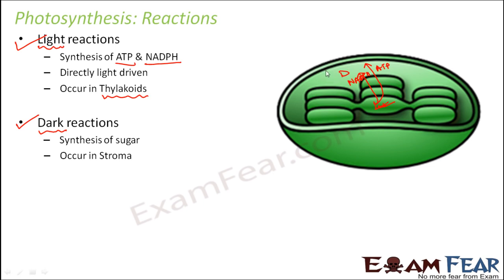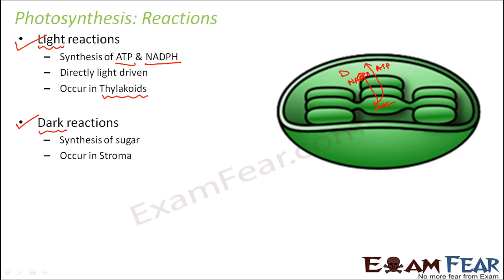So this is the overall process of photosynthesis. First, the light reaction in presence of light in the thylakoids, then the dark reaction in the stroma utilizing the energy which was produced during the light reaction. Now, why are they called dark reactions? We will look at all those things later.